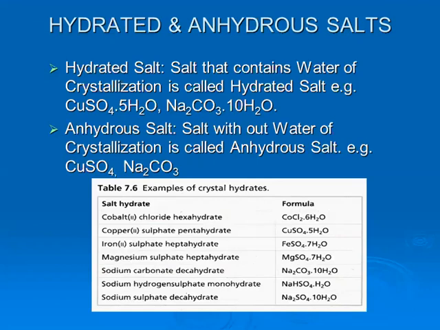Opposite to it, anhydrous salt. A salt without water of crystallization is called an anhydrous salt. For example, copper sulphate and sodium carbonate. A few examples of crystal hydrates or hydrated salts are given in this table 7.6. Cobalt 2 chloride hexahydrate, copper 2 sulphate pentahydrate, iron 2 sulphate heptahydrate, magnesium sulphate heptahydrate, sodium carbonate decahydrate, sodium hydrogen sulphate monohydrate, sodium sulphate decahydrate.